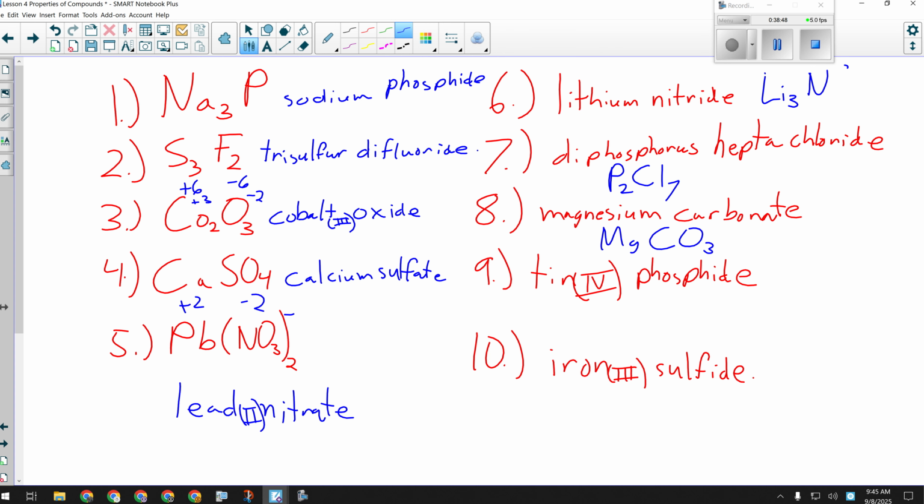Okay, number 9, tin(IV) phosphide. Okay, so Sn, the 4 tells me what charge to use. Phosphorus, always a -3. Drop and swap.